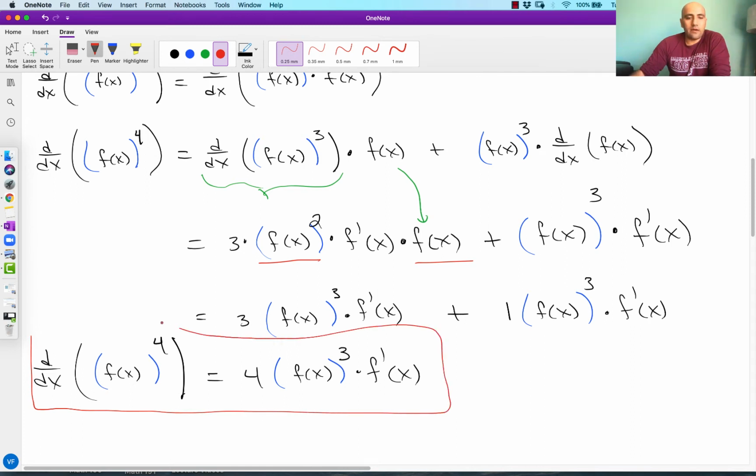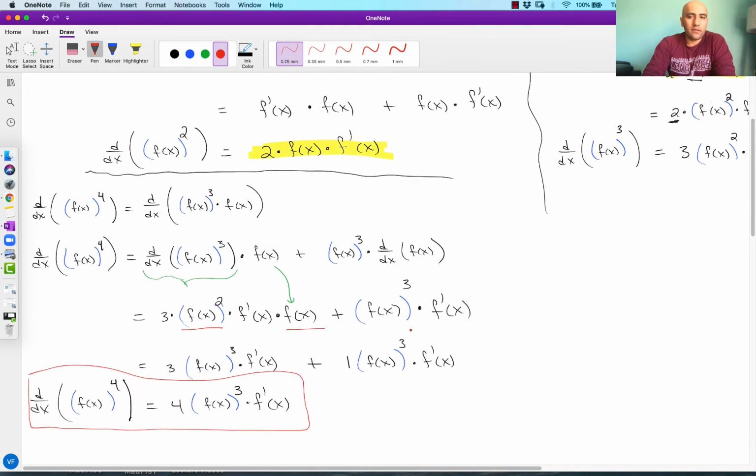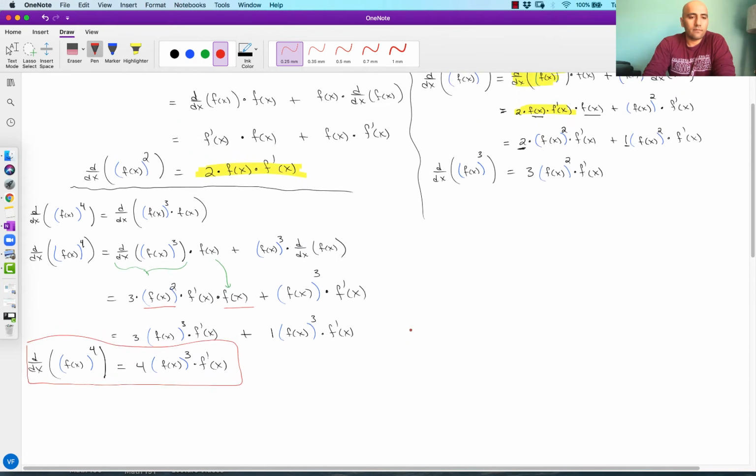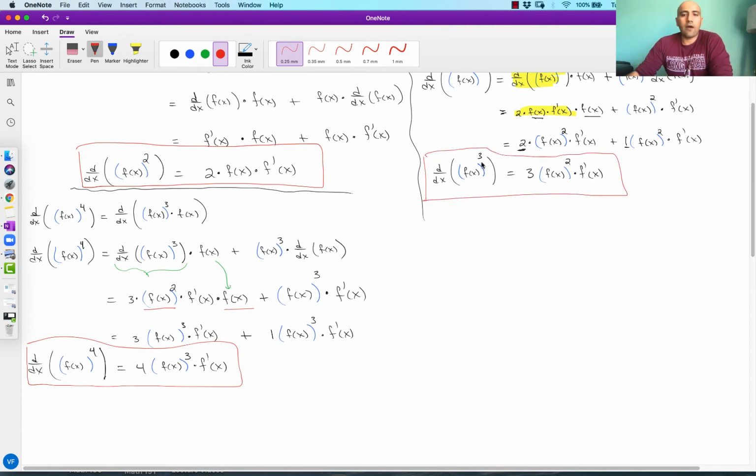Hopefully that's going to be enough to identify the pattern. It's a pretty easy pattern. So we have this one and this one. Let me erase the highlighter part of it and box it up. So we have this derivative when we have a power of 2 there. We have this derivative when we have a power of 3. And we have this derivative.